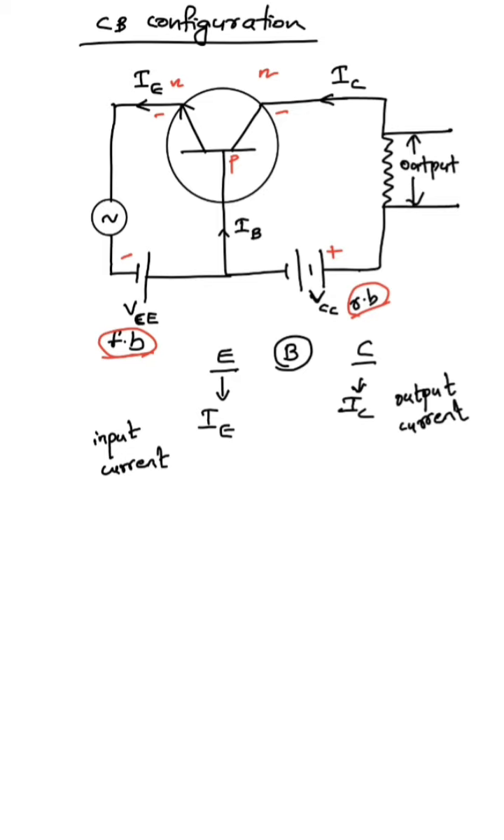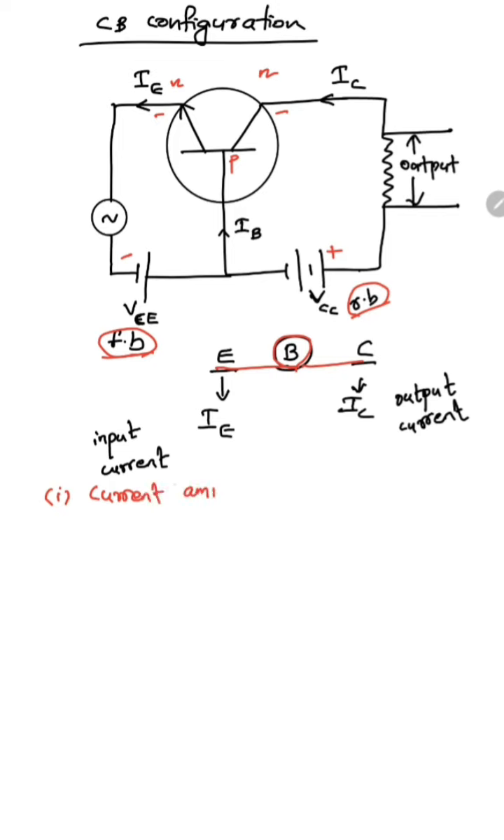Now, we can say that in common base configuration, input is applied between emitter and base, and output is taken from base and collector. So here the base of the transistor is common. The base of the transistor is made common or common ground to both input and output, and hence the name common base. So in this configuration, first we are calculating the current amplification factor.